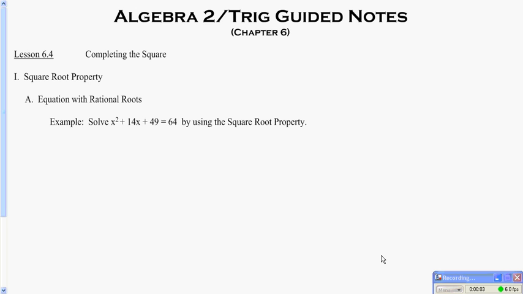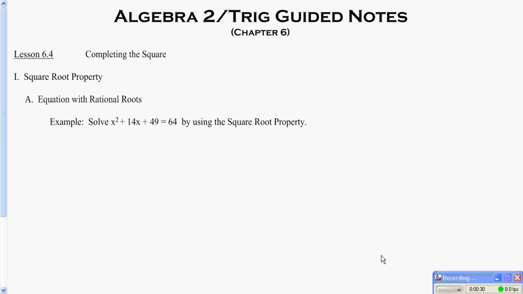This is lesson 6.4 on completing the square. Now in the past couple lessons we have been told to solve the equation so everything is set equal to 0. So we would, in this case, move the 64 to the left side. But we're going to do something else before we worry about that. We're going to show a situation that we have here and the perks of that situation.